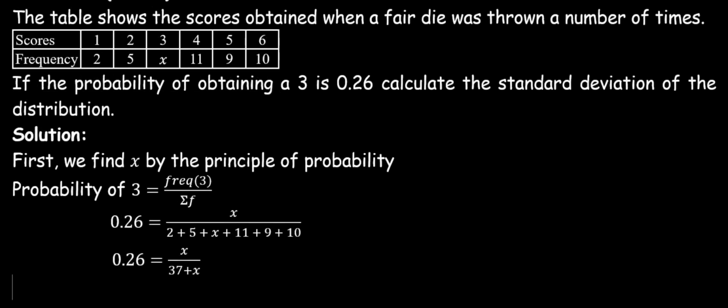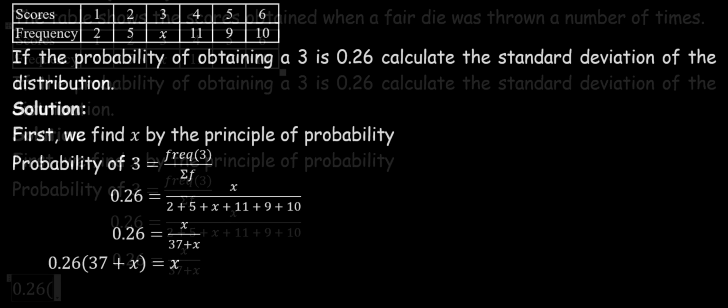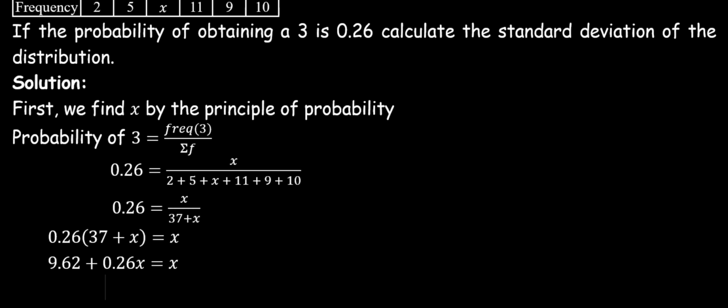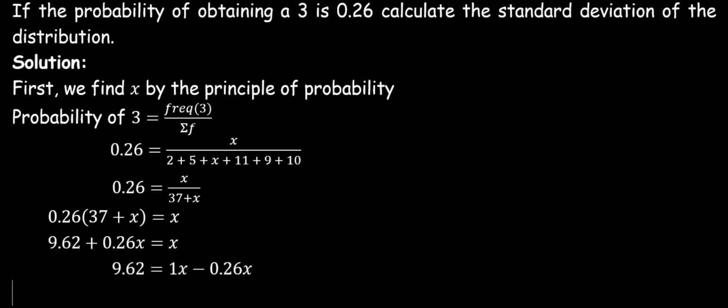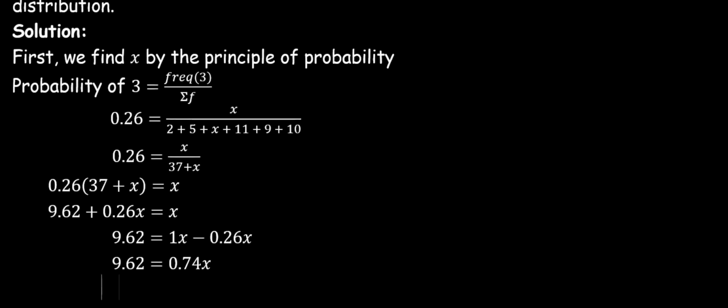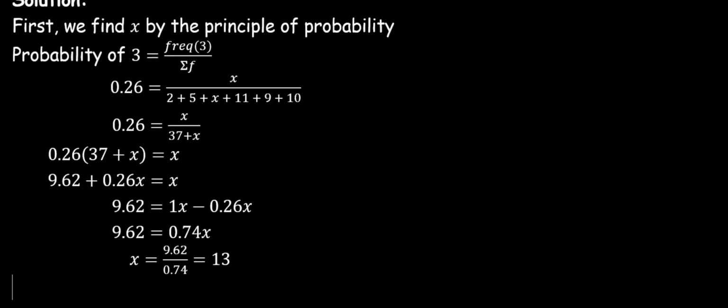When we cross multiply, we have 0.26 times (37 plus x) is equal to x. When we open up the bracket, we have 9.62 plus 0.26x will be equal to x. From there, we collect items together. We have 9.62 will be equal to 1x minus 0.26x. Conveniently, it becomes 9.62 will be equal to 0.74x. From here, we know that x is equal to 9.62 divided by 0.74, which is equal to 13. Having gotten the value of x, we can now work for our standard deviation.